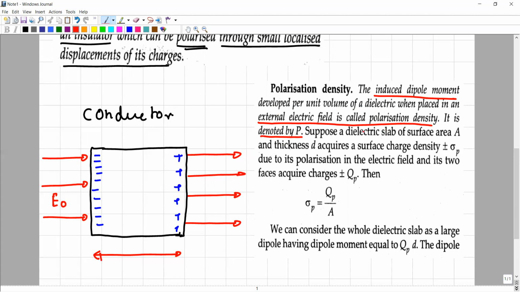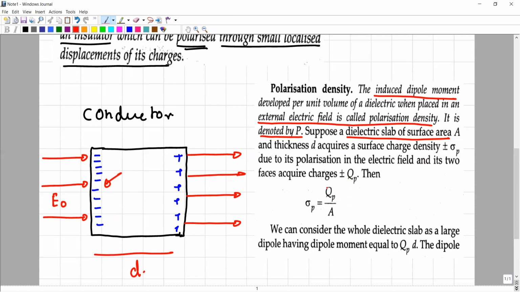Now, suppose the dielectric has a surface area of A. So this is our dielectric. It has a surface area of A and a thickness of D, and acquires a surface charge density of plus minus sigma P. Because there is a charge accumulated here, the charge over area becomes your surface charge density. You will have a positive surface charge density here and a negative surface charge density here.